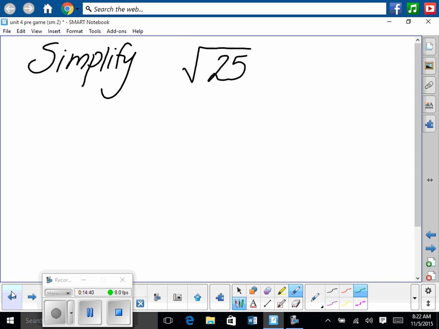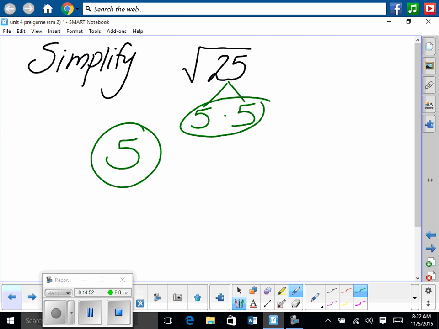Last thing, really quick. You don't have to even take notes. Just look with me. 25 breaks down into 5 times 5, right? Pulling out groups of 2, there's a 5 on the outside. Was there anything left underneath? No. So the answer is 5. Everybody's good, right?